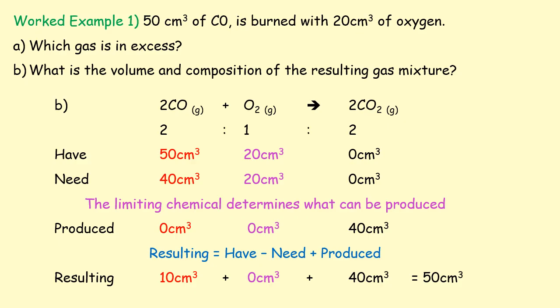So we had 50, we needed 40, we have 10 carbon monoxide left. We had 20 oxygen and we needed all of that, so there's no oxygen left. We had no carbon dioxide and we produced 40, so we have 40 at the end. Our resulting volume is 50 centimeters cubed and the composition is 10 centimeters cubed of carbon monoxide, 40 centimeters cubed of carbon dioxide.